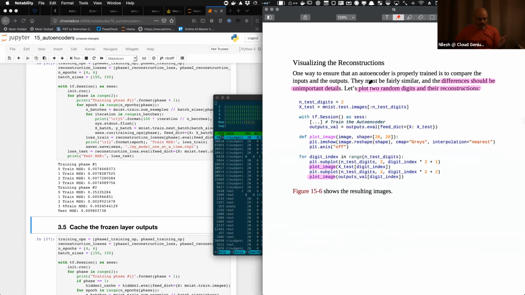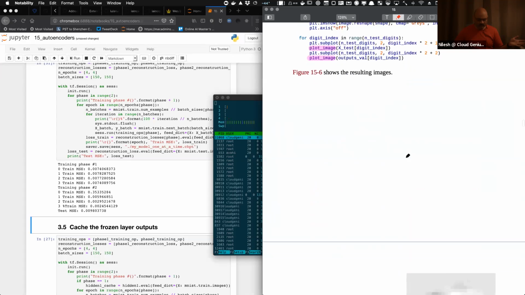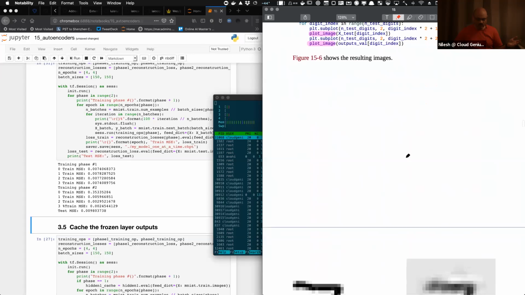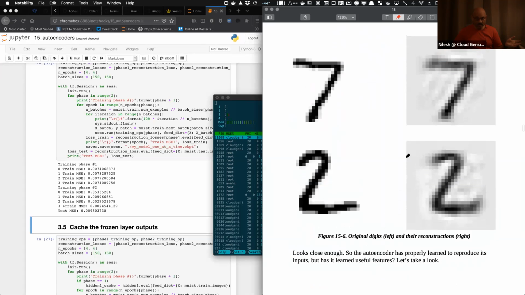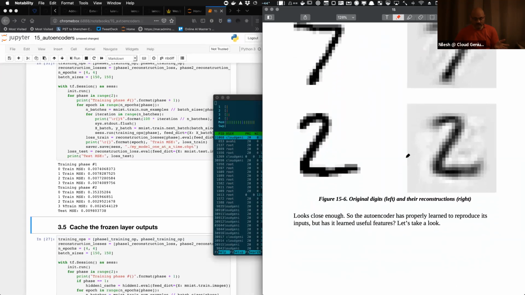Okay, let's see what we can visualize. I think we already visualized the results. We already saw them. So this shows us 2 numbers, 7 and 2. See how they are similar to what the input was. Looks close enough. So I think this is something. The autoencoder has properly learned to reproduce its input, but has it learned useful features? I think that's a good question to ask.